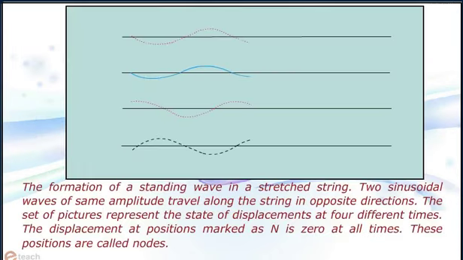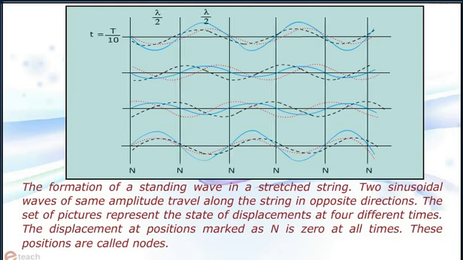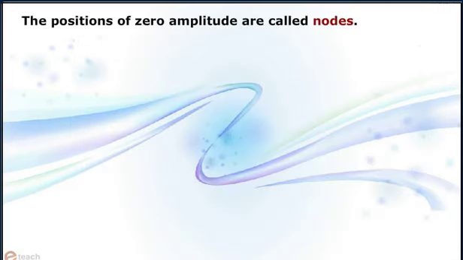This animation shows formation of a standing wave in the stretched string. Stationary waves arise from superposition of two harmonic waves traveling in opposite directions. Note that the positions of zero displacement, the nodes, remain fixed at all times. The positions of zero amplitude are called nodes.